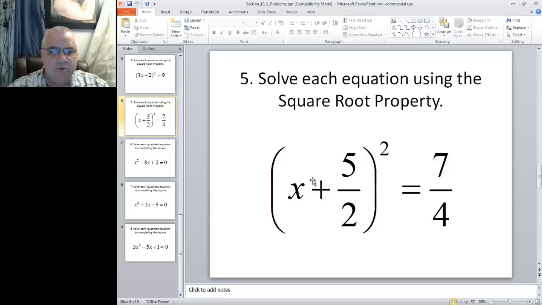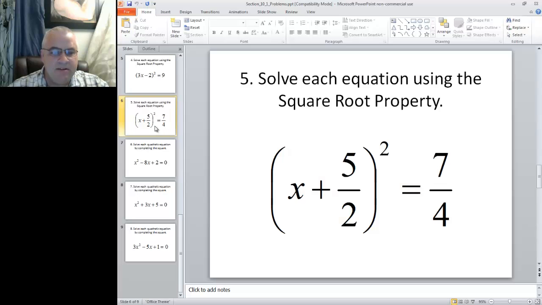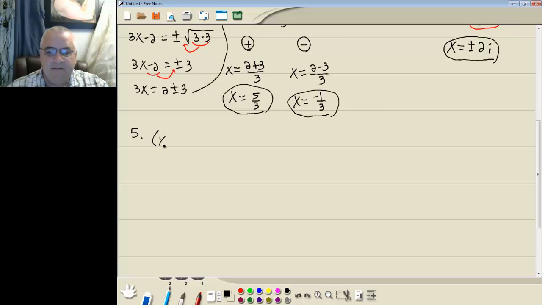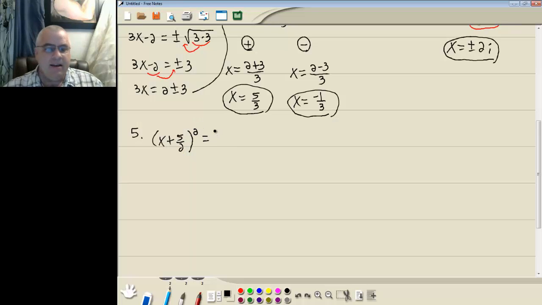Let's take a look at one more, and then we'll take a look at completing a square. So we got x plus 5/2 squared is equal to 7/4. Now again, all the square root property says is if you got something squared equal to something else, then you can apply it. So we'll apply it here. We'll drop our squared, and we'll put a plus or minus square root around the other side.